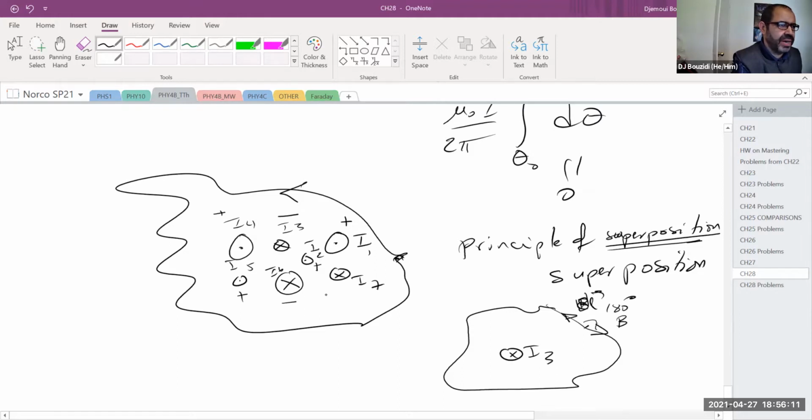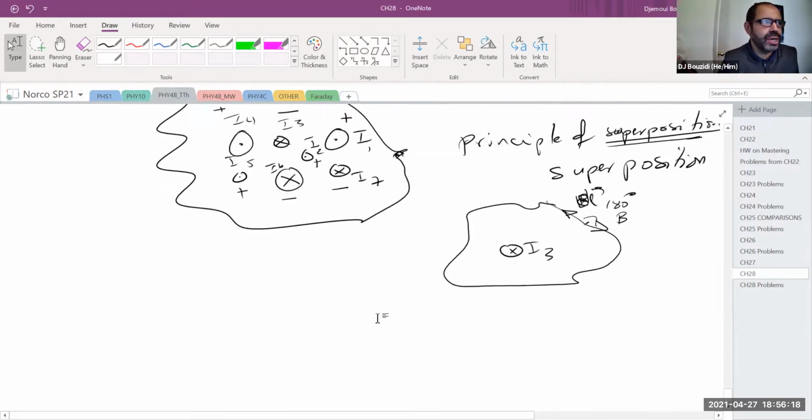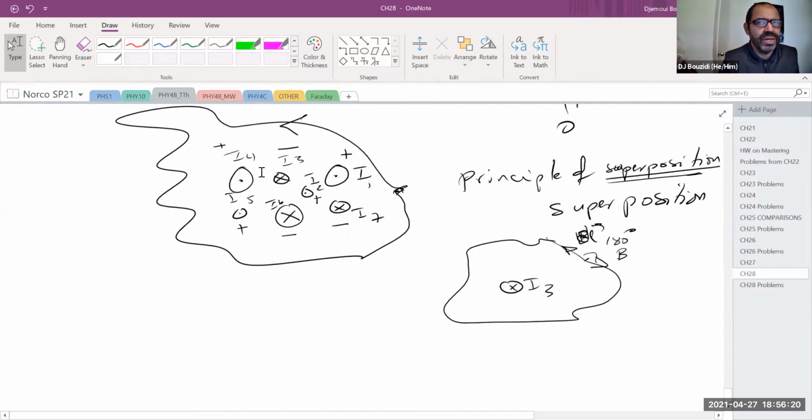This will be positive. This will be negative. As long as you stick to the sign convention, then you can say, due to the superposition, that the magnetic field due to all of this wire is just the sum of all of the magnetic fields. And that is a property of the integral.